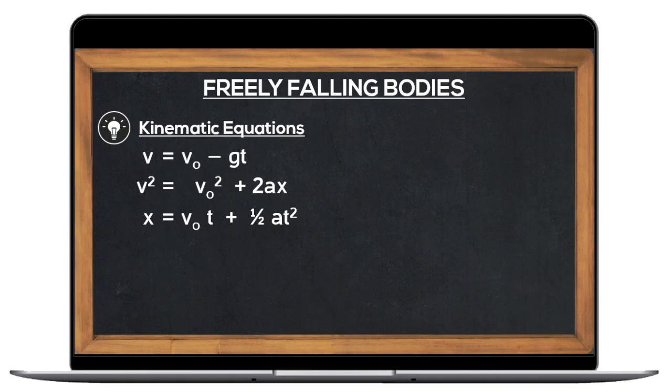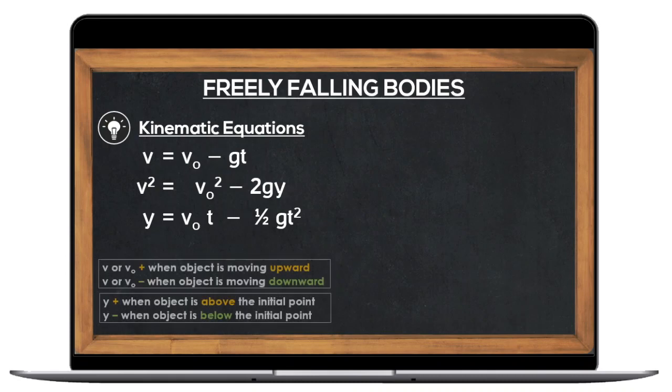Whereas, our x, we will replace it with y. So, this will be replaced by this equation, and the last equation will be like this one. So, this will be the kinematic equations that we will use when we are solving freely falling objects. So, this will be our formula, derived from the kinematic equations of horizontal motion. We just replaced the variables. We should know these principles or representations.